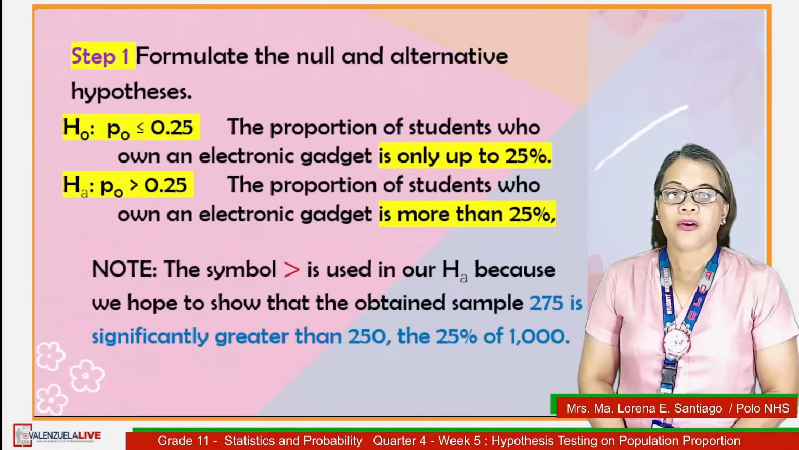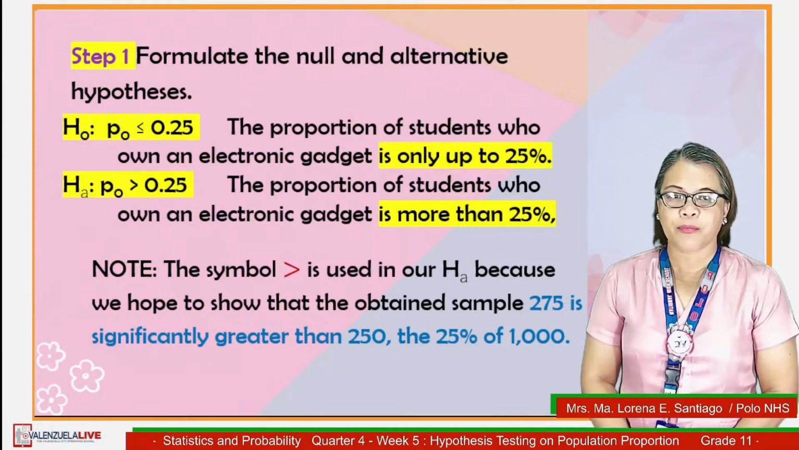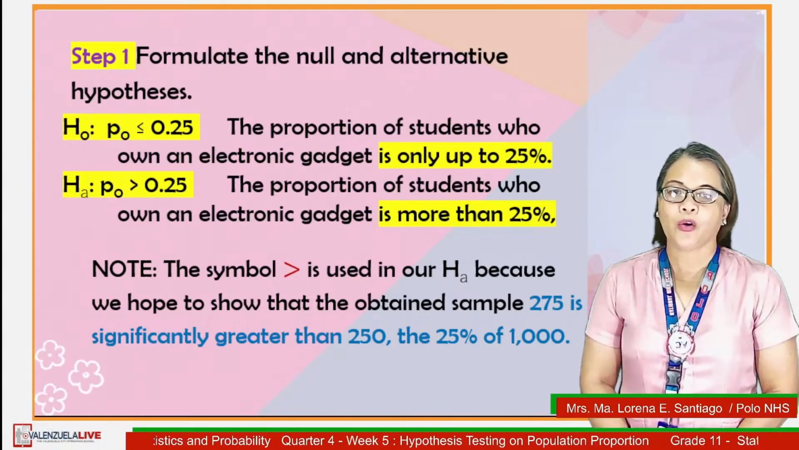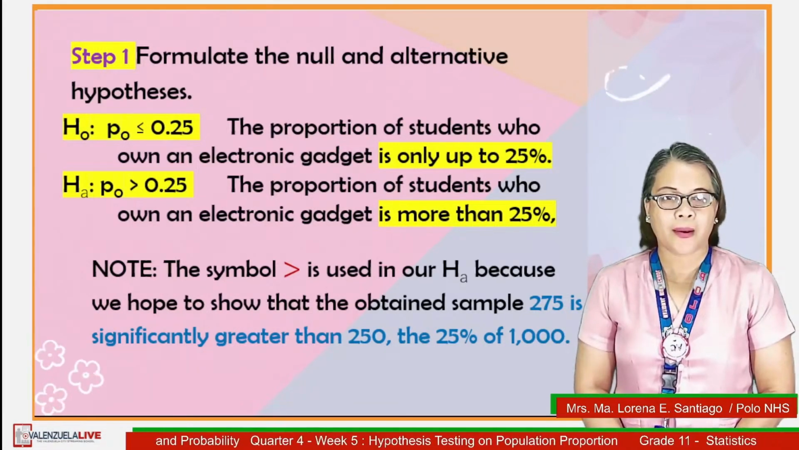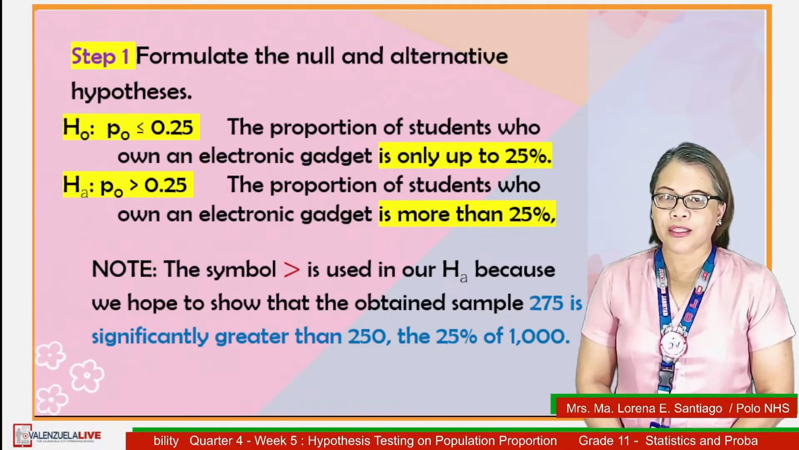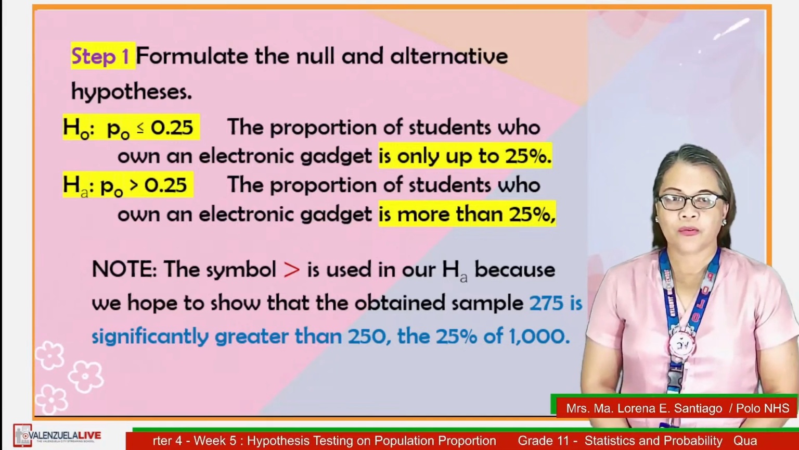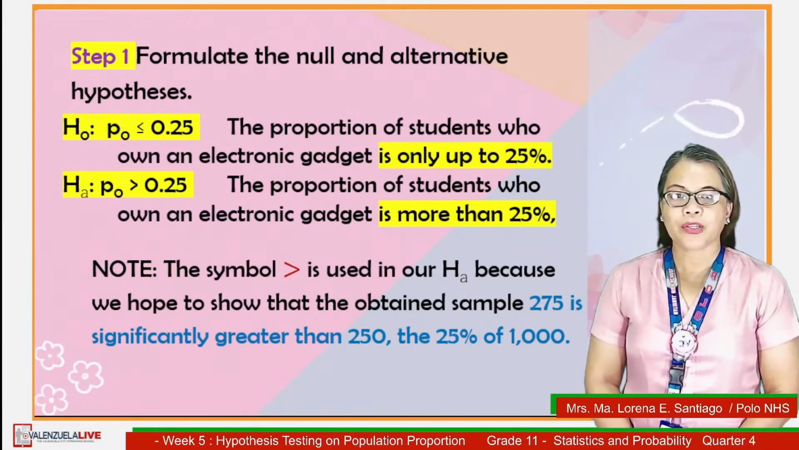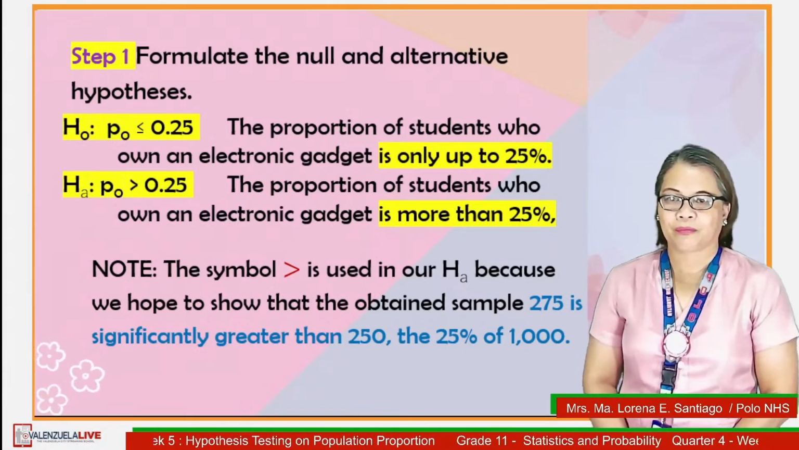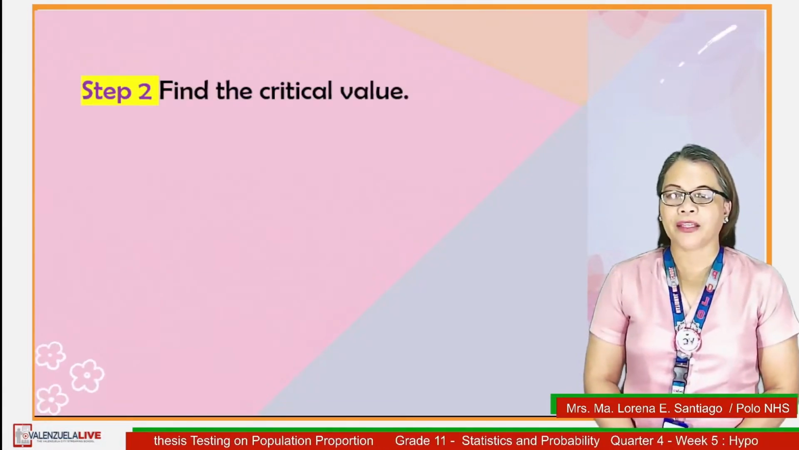Note that we are using the symbol greater than in our alternative hypothesis because we are hoping to show that the obtained sample, which is 275, is significantly greater than 250. That is 25% of 1,000. Step 2. We are now going to find the critical value.